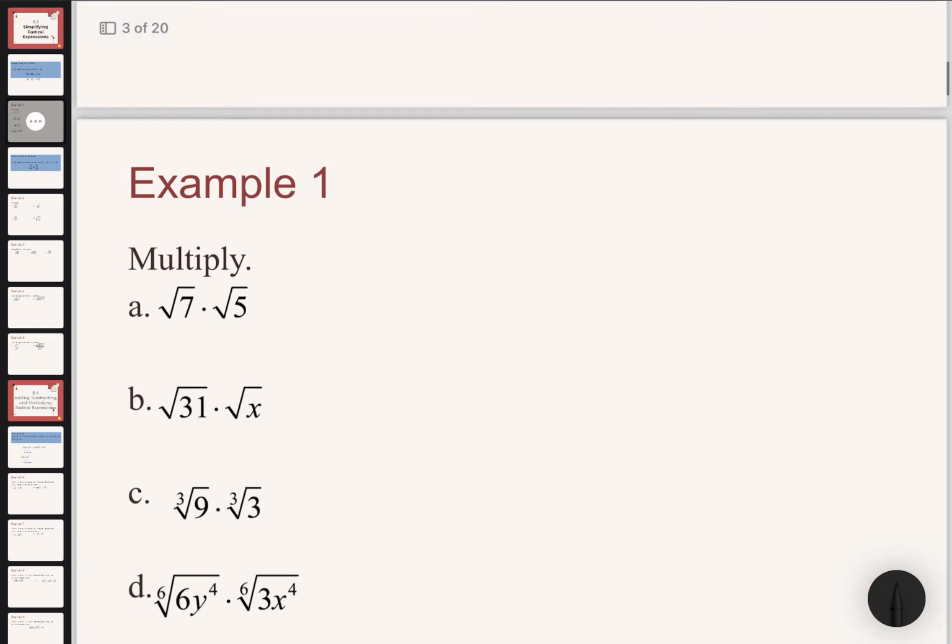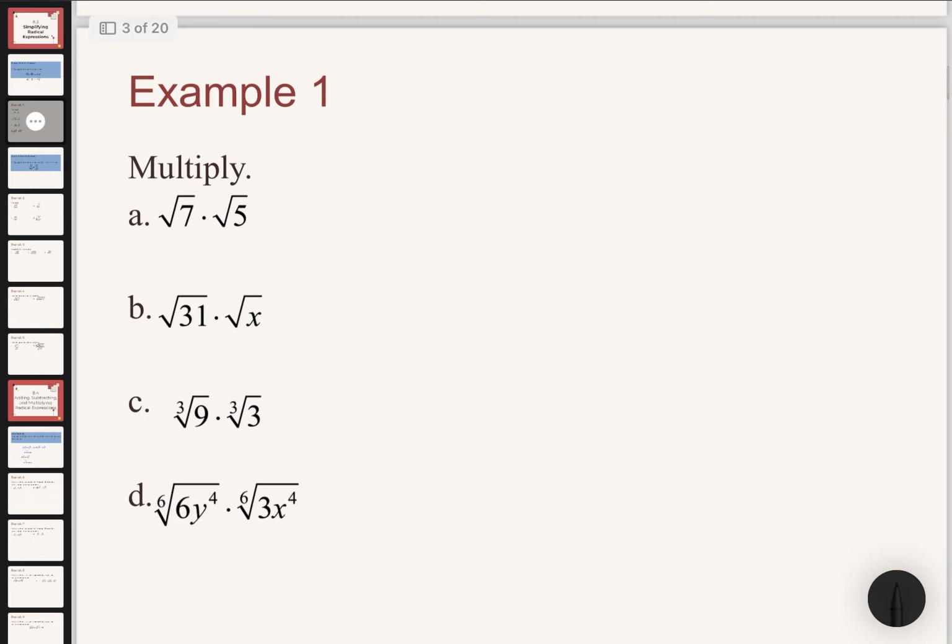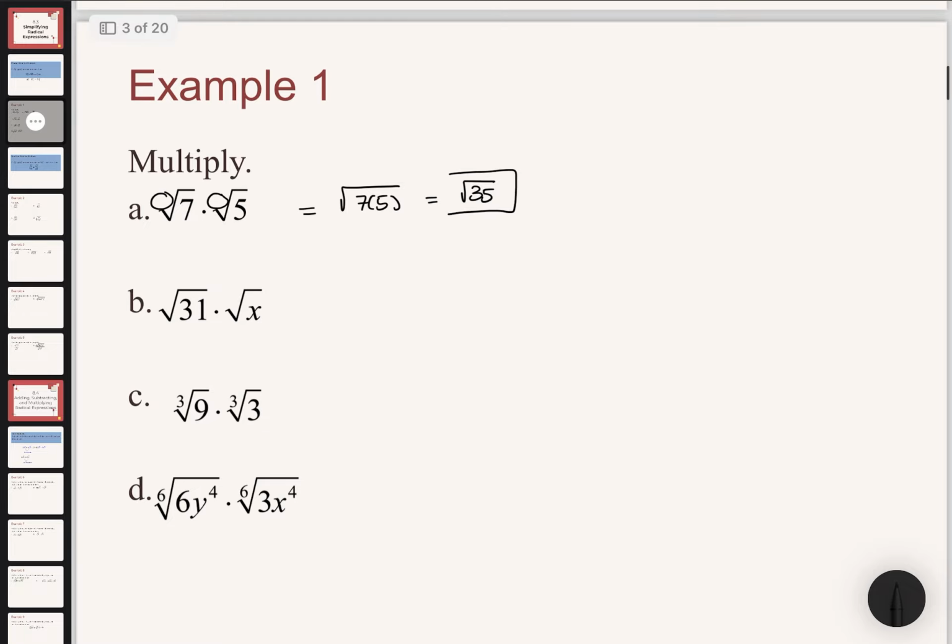So let's go ahead and do some examples of this. So I have the square root of 7 times the square root of 5. Well, because these are both squares, there's no 2 here, but we know there's kind of a little invisible 2. I can just go ahead and multiply the 7 and the 5. So that's going to give us the square root of 35. Can I simplify the square root of 35 at all? Can I take anything out from under the radical sign? Not really, right? 35, it's not a perfect square. That's going to be our simplest answer. So square root of 35.